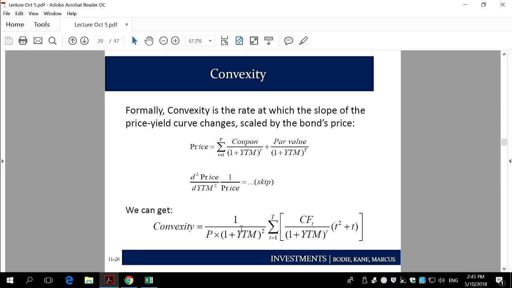And mathematically, the convexity is expressed in this formula. It's not very intuitively straightforward because you have t squared plus t. But mathematically it's true.